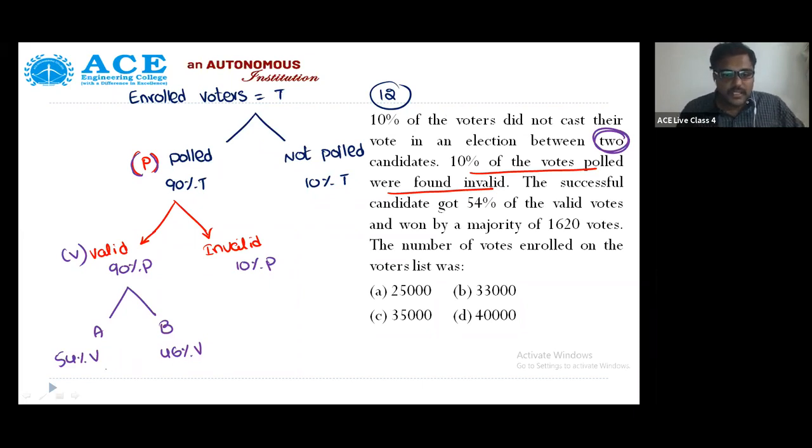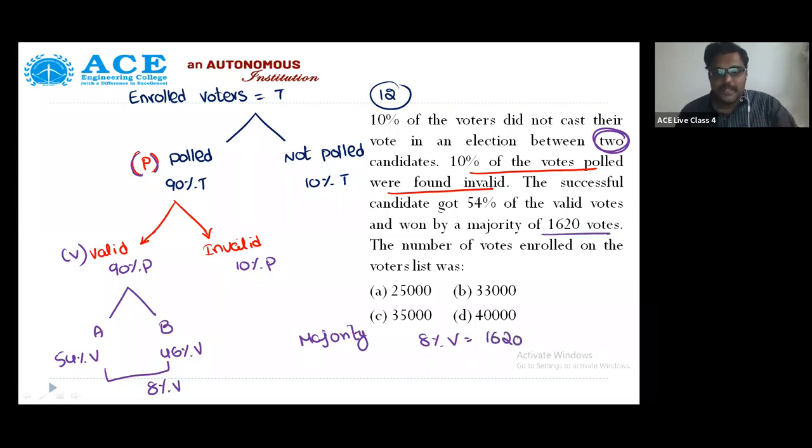Now here, A won by how much means 54%, 46% means 8%. So A won the election by 8 majority. What is the majority here is 8%. 8% of the valid votes. As per the question, it is 1620. We can solve this question with assumption value also, but just wait for a while. Okay, I'll explain you that method as well. But read this, see this explanation. Majority 54% and 46%. Majority is here 8%.